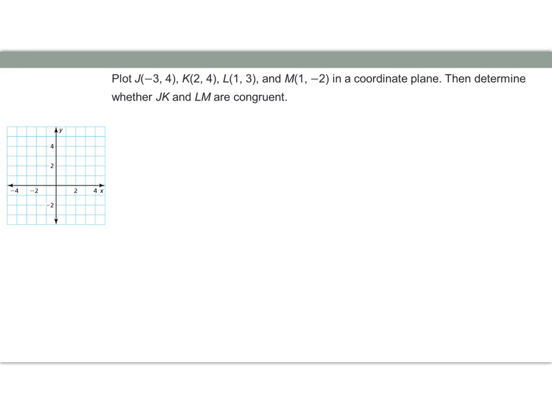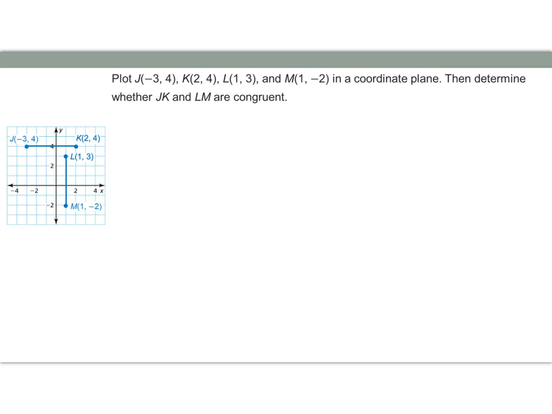So now let's use this information and look at example 2. For example 2, it says plot the points J, which is (-3, 4), K, which has coordinate point (2, 4), L, which is (1, 3), and M, which is (1, -2), on a coordinate plane. Then we want to determine whether JK and LM are congruent.